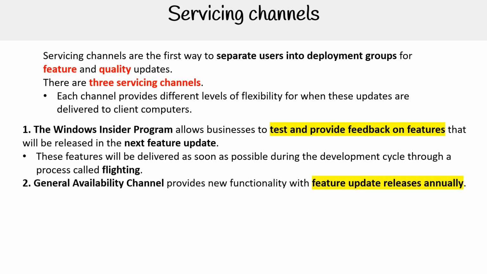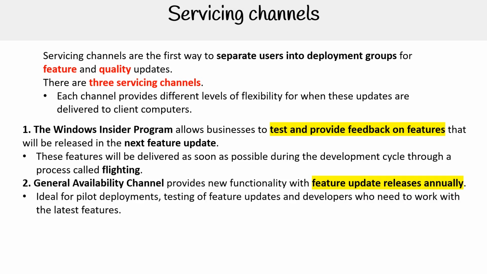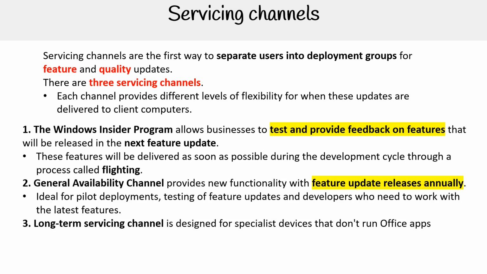The general availability channel provides new functionality with feature update releases annually. This model is ideal for pilot deployments, testing of feature updates, and users such as developers who need to work with the latest features. The last servicing channel is the long-term servicing channel, which is designed for specialist devices that don't run Office apps, like medical equipment or ATMs. This channel receives new features every 2 or 3 years. So that's the servicing channels.